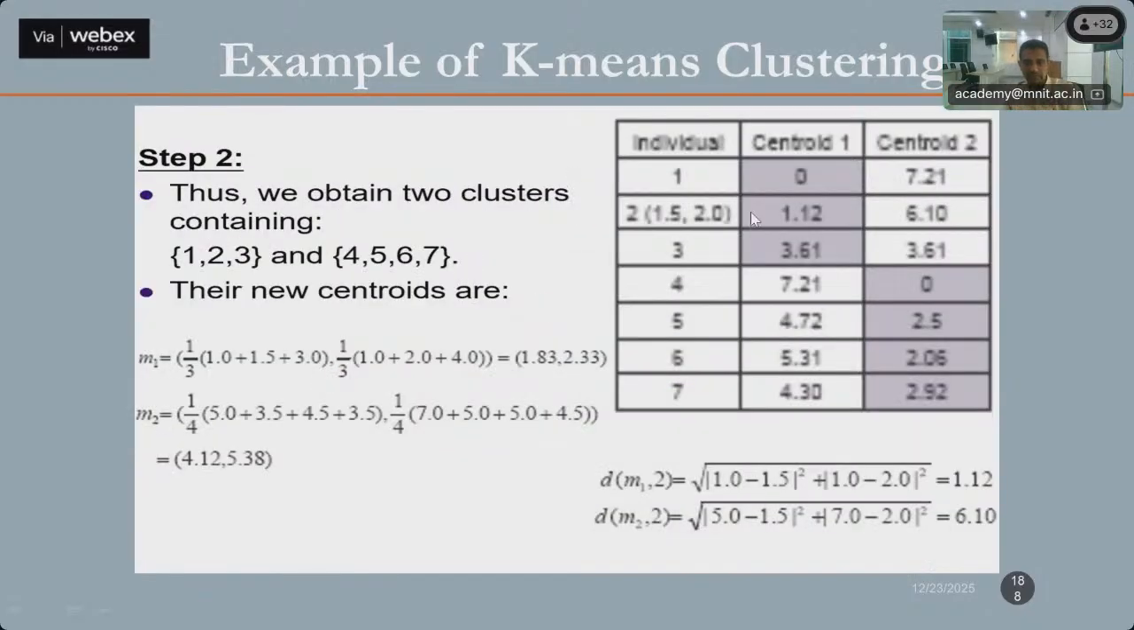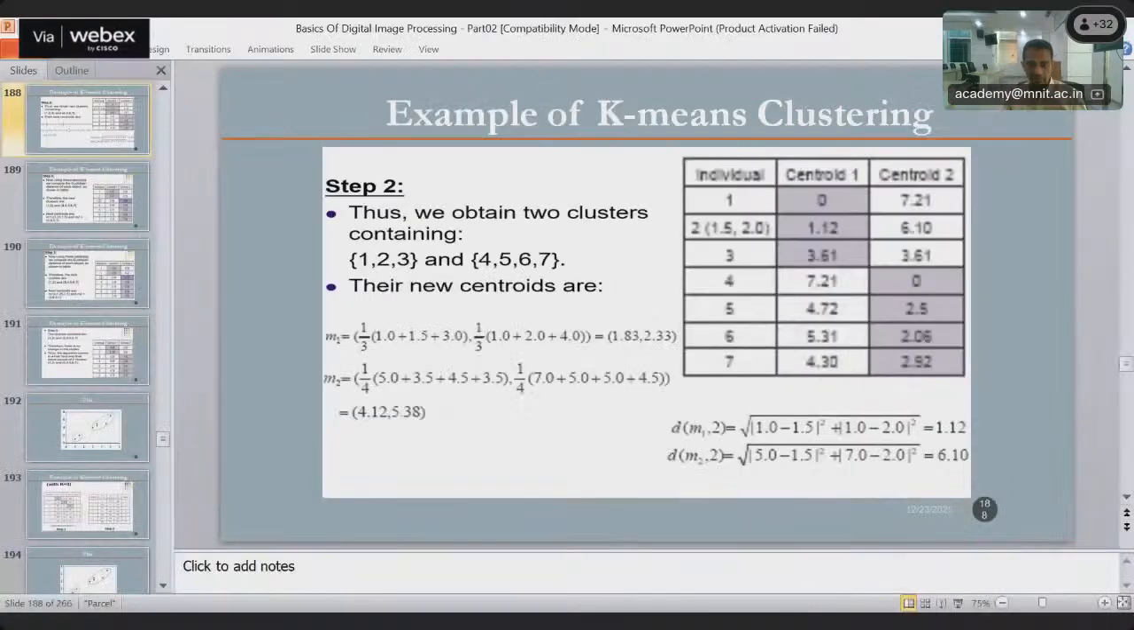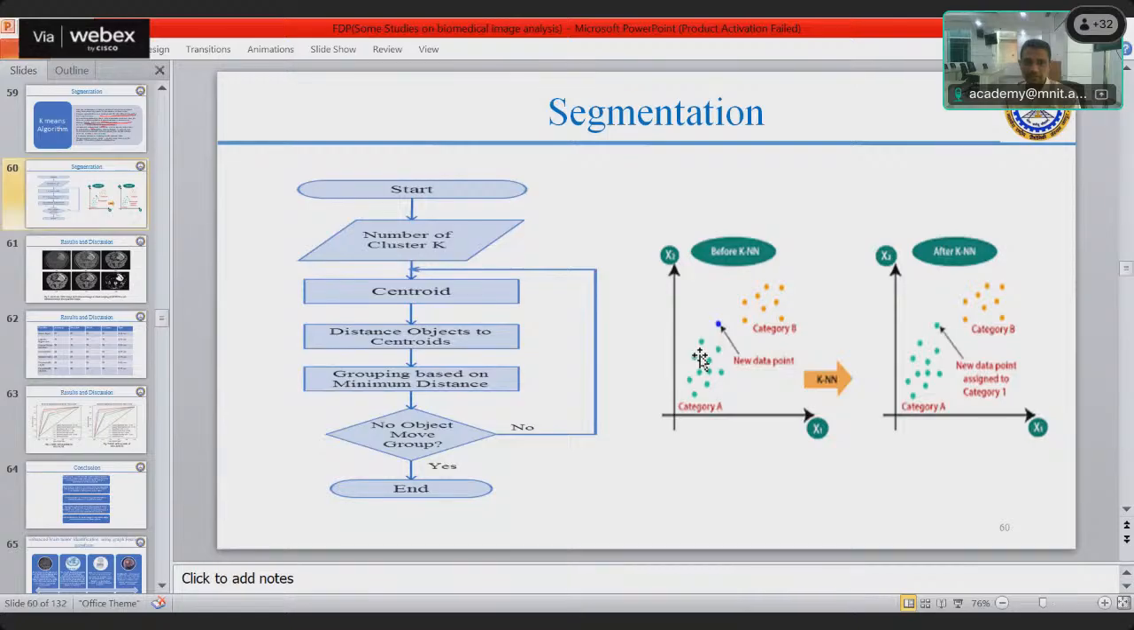Here we actually calculate the distance from centroid 1 to a point. This way the partition automatically comes out. I hope you are with me. This is why two clusters are obtained. So this is basically k-means segmentation.